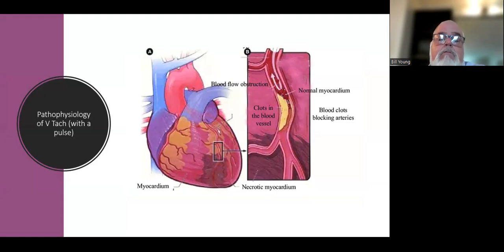Generally, the thing that we're really concerned about with patients that have VTAC is that if we do not address it, it can and often will deteriorate into ventricular fibrillation. The thing we got to remember is that our patients are at a higher risk for VTAC, with or without a pulse, that can lead into death for the 48 hours after they have an MI.